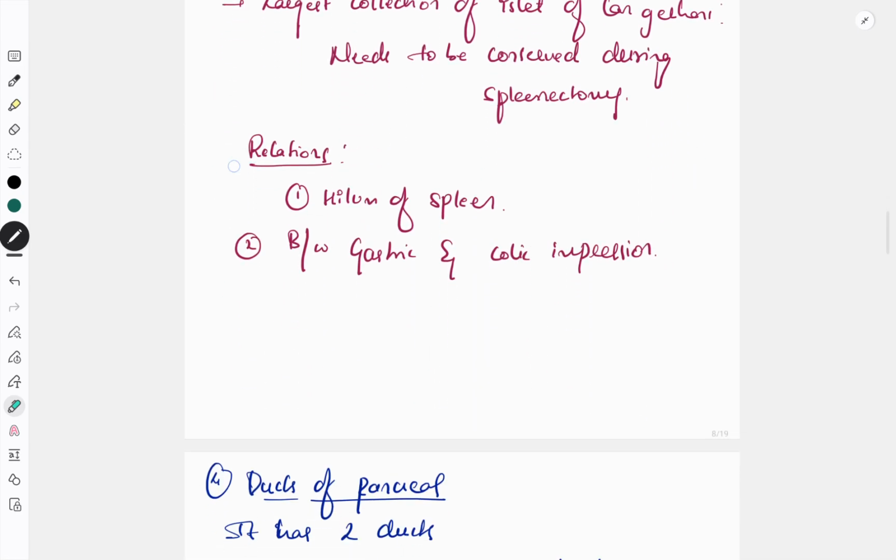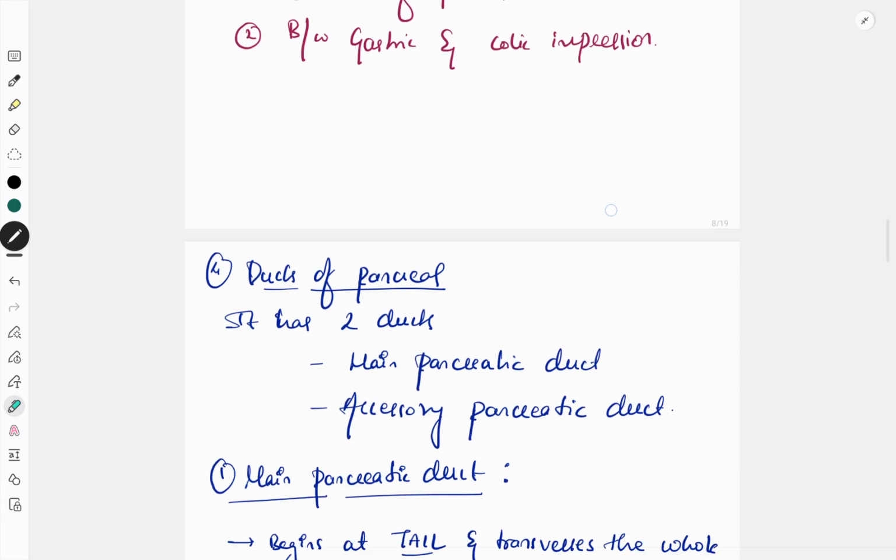So next, this is the relation of the tail of the pancreas. It is related to the hilum of the spleen, and it is also present between the gastric and colic impression. If you don't know what this is, you will be learning about it in the spleen. When you read about the spleen, on the spleen you have the gastric as well as colic impression. In between these two, you will find the impression of the tail of the pancreas.